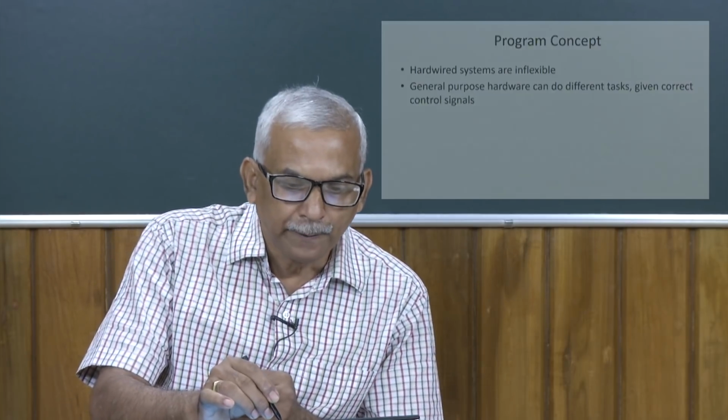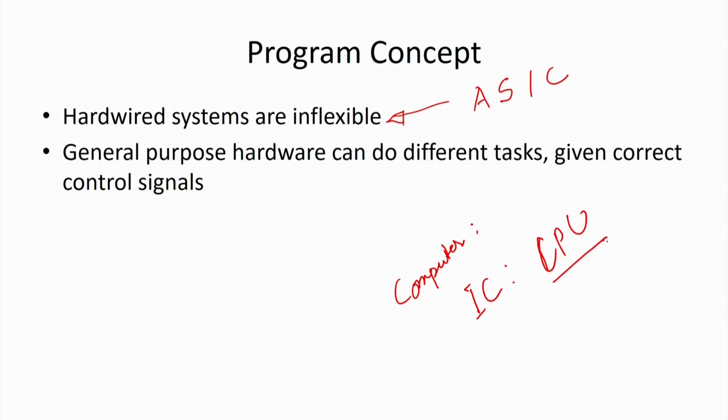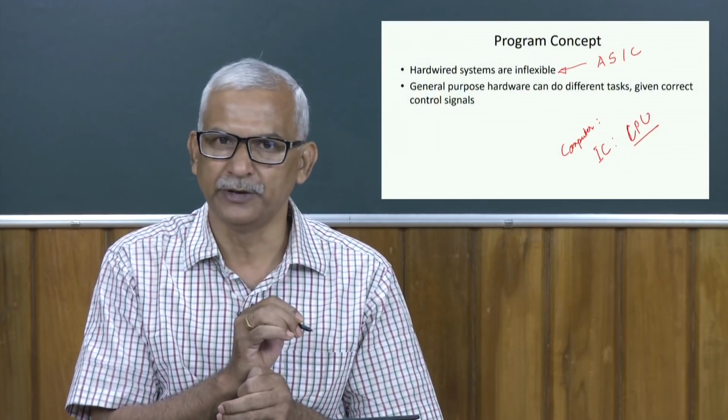If we design a hardware circuit to perform a specific task, we say this is an ASIC, an application specific integrated circuit. Like that, we have ICs for our television. So, this is basically an ASIC. But when you go for general purpose, or when you go for a computer, we have an IC which we call the CPU or processor. This processor can be programmed according to our requirement. From that, the concept of programming comes into the picture.